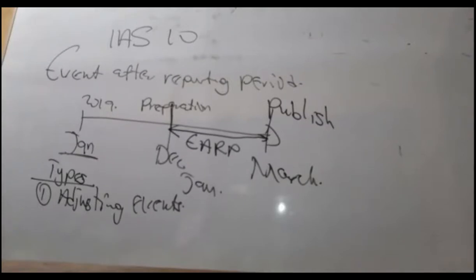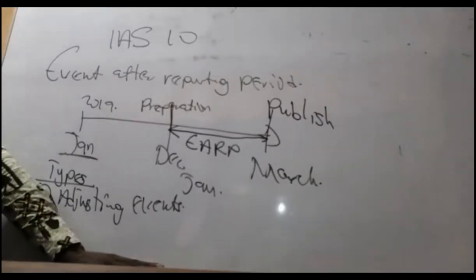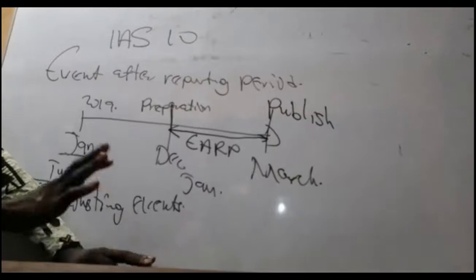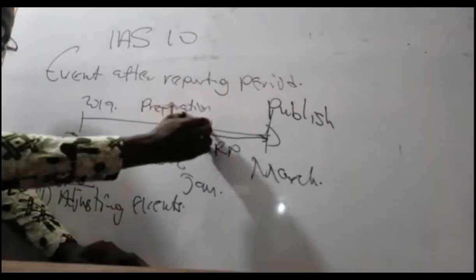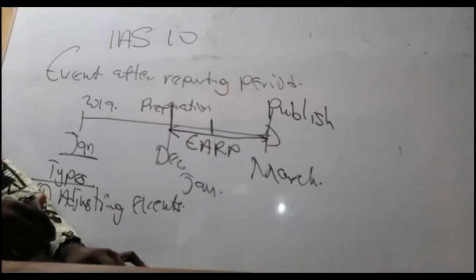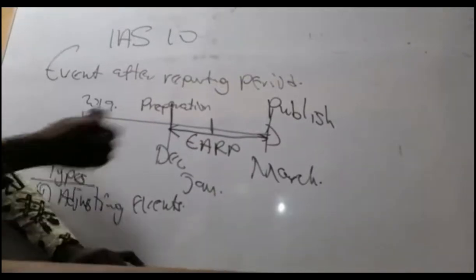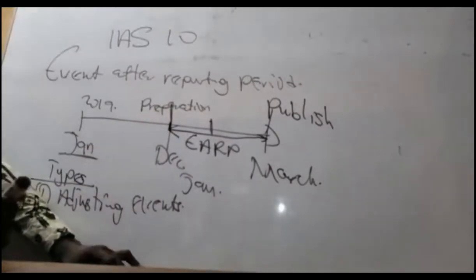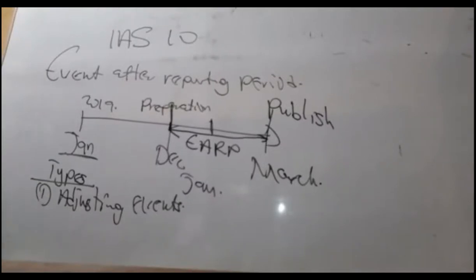Now, adjusting events are events after the reporting period that provide evidence of their existence before the year end. So the transaction will occur here, somewhere here, but there will be some sort of evidence that this transaction existed before December. The transaction is there, just that it has not materialized or occurred. Good. So that is events after reporting period.